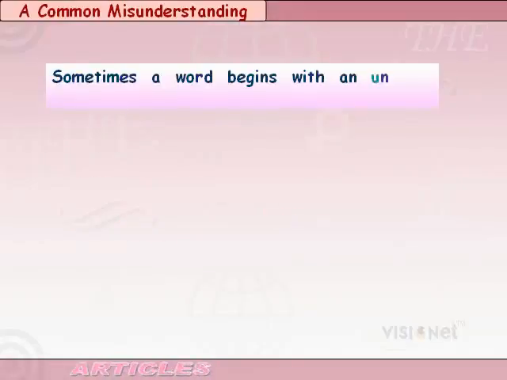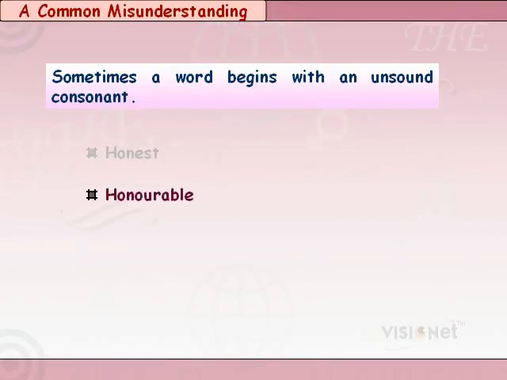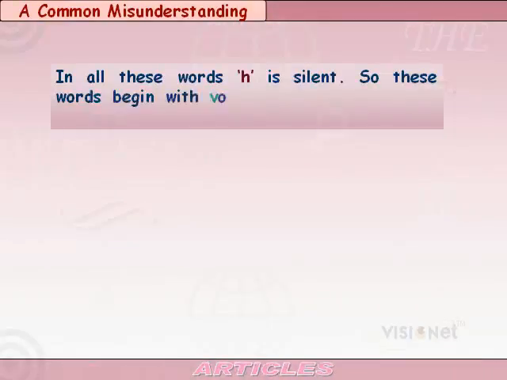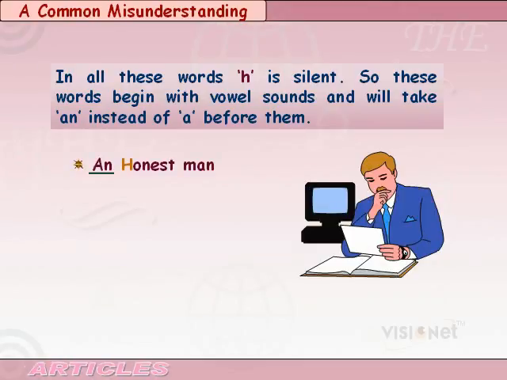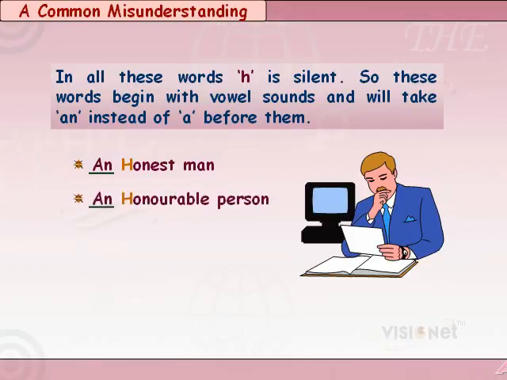Sometimes a word begins with an unsounded consonant. That means a consonant which is in the beginning of the word is silent or mute. For example, honest, honorable, hour. All these words begin with H and H is silent. So these words begin with a vowel sound and not a consonant sound. With the result, they will take an instead of a before them. An honest man, an honorable person, an hour.